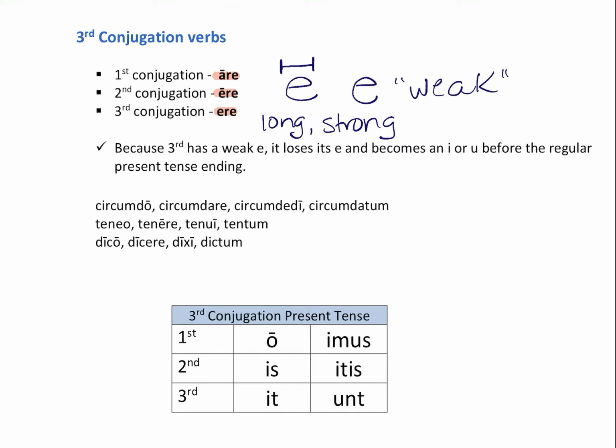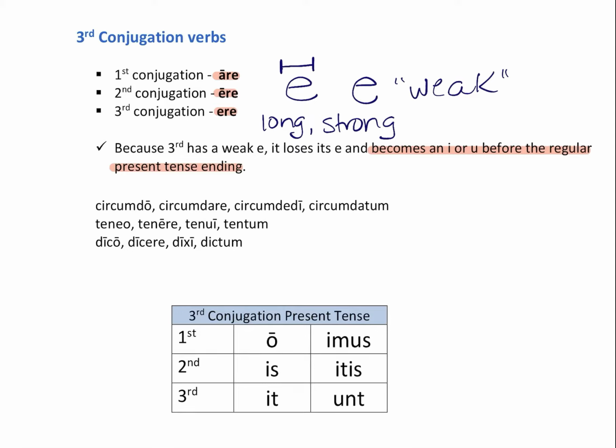All right. Because third has a weak E, it loses its E because it's too weak to hold on to it, and it becomes an I or a U before the regular present tense ending. So again, you're going to see some patterns here. Once you learn the patterns of the endings, it becomes much easier to remember this chart. So let me show you.